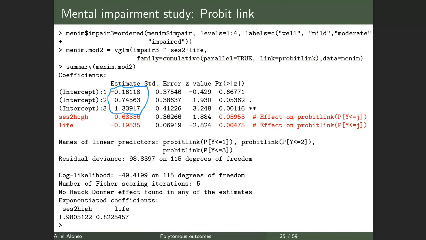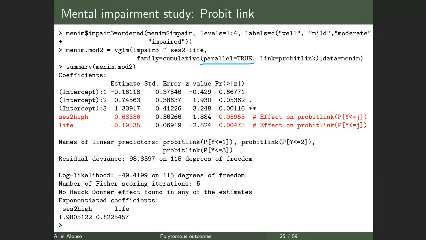So here you have a variable that has 4 different categories: well, mildly symptoms, moderate symptoms, and then impaired. So you are going to model 3 logits: the probability of y is smaller or equal than 1, the probit of the probability is smaller or equal than 1, smaller or equal than 2, and smaller or equal than 3. And you have then 3 different intercepts. But the effect of the covariates is the same for the 3 logits. That's what you specify here when you put parallel equal to true. You have this proportional odds model.